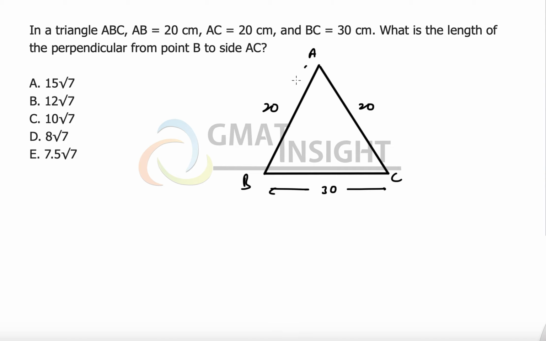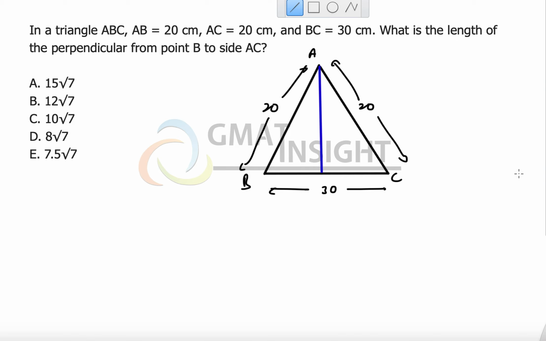Now the moment we see that it's an isosceles triangle, one thing that we can do is we can simply drop a perpendicular, bisect this BC into two equal halves so that we have two right angle triangles. But I'm not sure whether it's going to be quite useful or not because I haven't read the question further. What is the length of perpendicular from point B on AC?